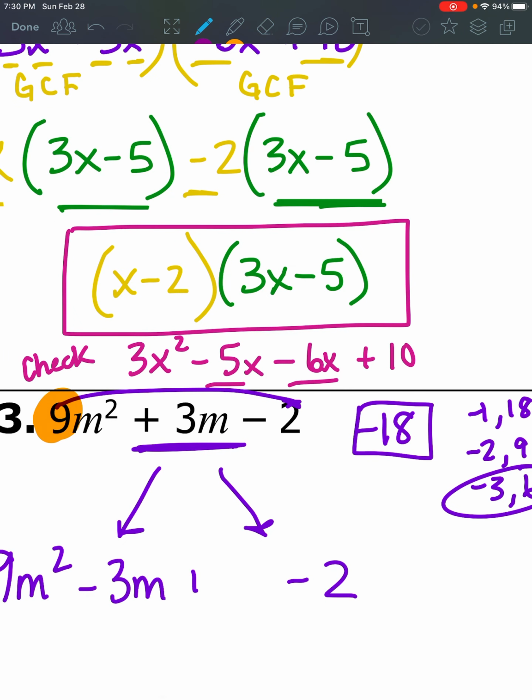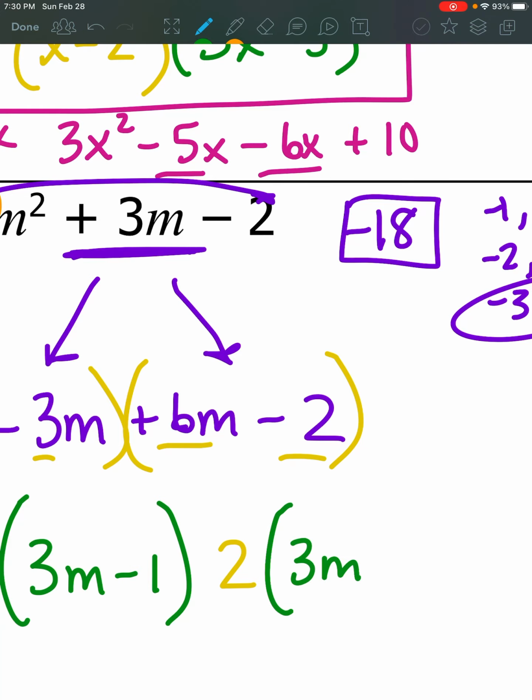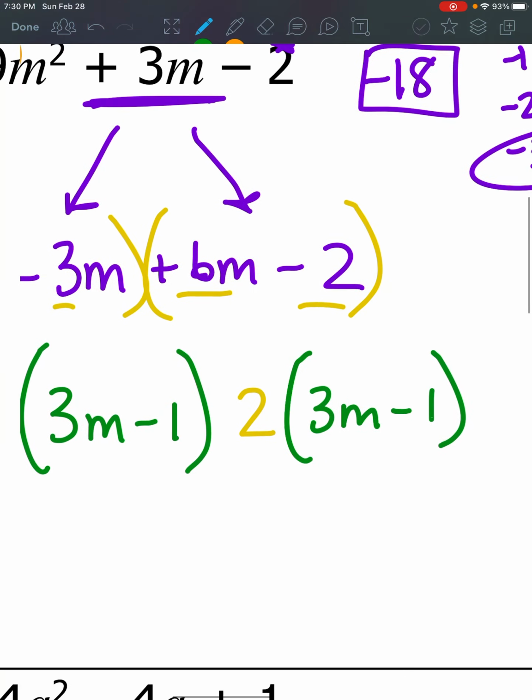So group the first 2 together. GCF of 9 and 3 is 3. M squared and m, so GCF is 3m. Divide what's left, so we get 3m, and we get minus 1. GCF of 6m and negative 2. So we're going to pull out 2. They do not have a variable in common. And then we get 6m divided by 2 is 3m. Negative 2 divided by 2, negative 1.